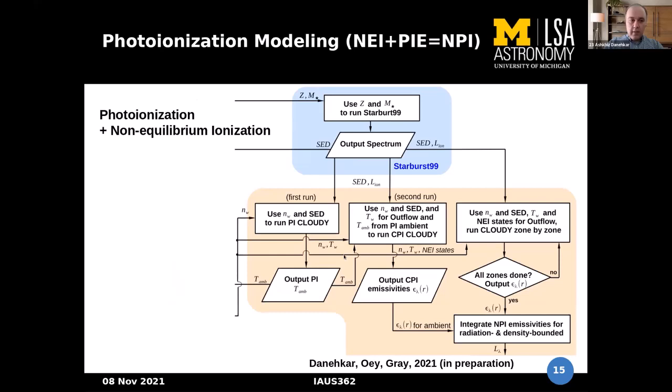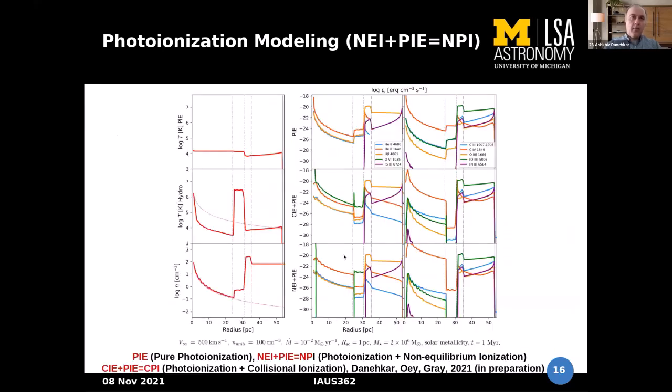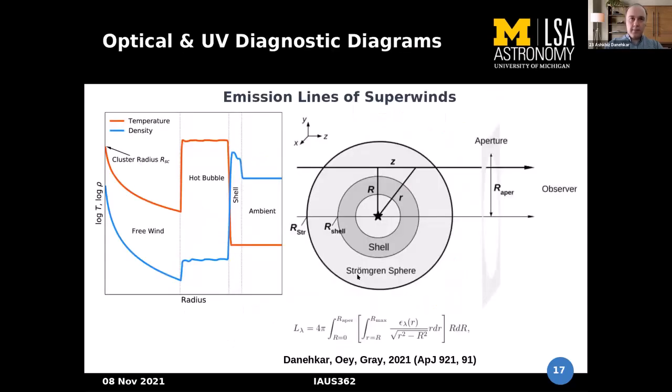And I calculated the emissivity here. In the bottom panel is NEI plus PI, and in the middle is collision ionization plus photoionization. And as you see, there is a difference between non-equilibrium photoionization and equilibrium photoionization plus collision ionization.